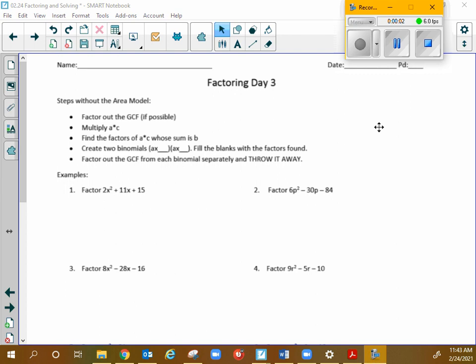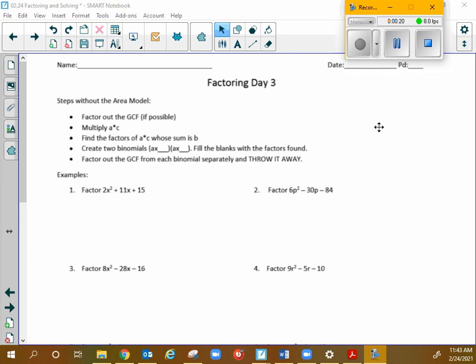Your first few steps remain the same. Factor out the GCF. What else do I need to factor out if it's there? What do I have to take care of if it's there?